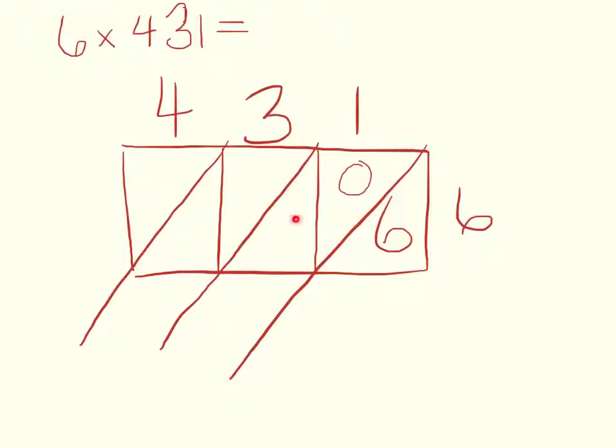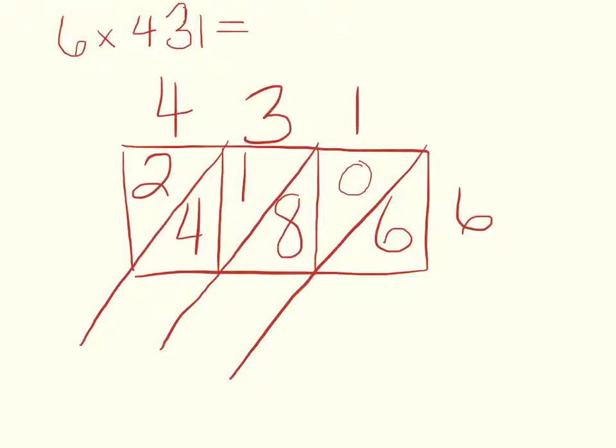Our next problem is going to fill this box. 6 times 3. 6 times 3 is 18. Our 1 goes up here representing 10. Our 8 goes down here representing 8 ones. And our last problem is going to fill in these 2 triangles. And 6 times 4 is 24. And our 2 represents 20, filling in the top triangle. Our 4 representing 4 singles is in the bottom triangle.